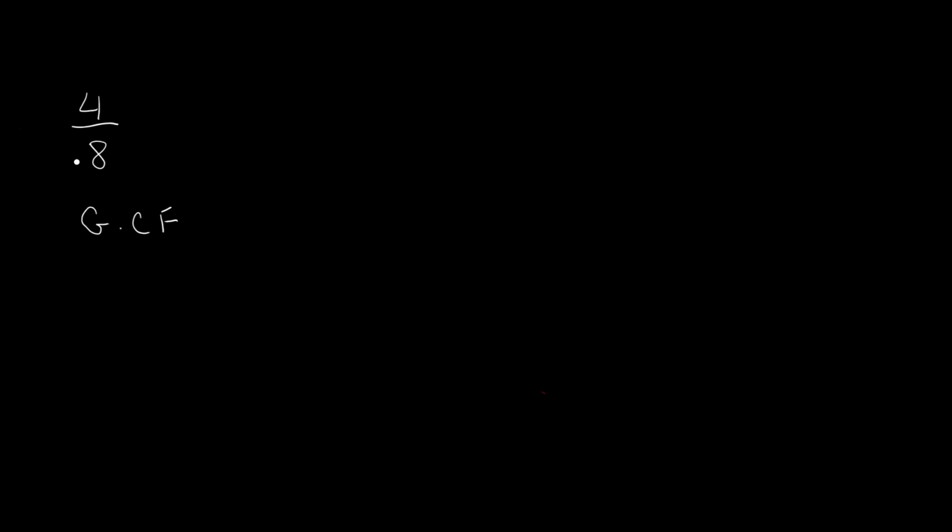Greatest common factor is a number that can divide the numerator and the denominator without leaving any remainders. So before we simplify this fraction, let's look for the greatest common factor. So we need to factor 4 and 8. For 4, we start with 1, 2, 4. Let's factor the numbers for 8: 1, 2, 4, and 8. So the greatest common factor will be 4 in this case.